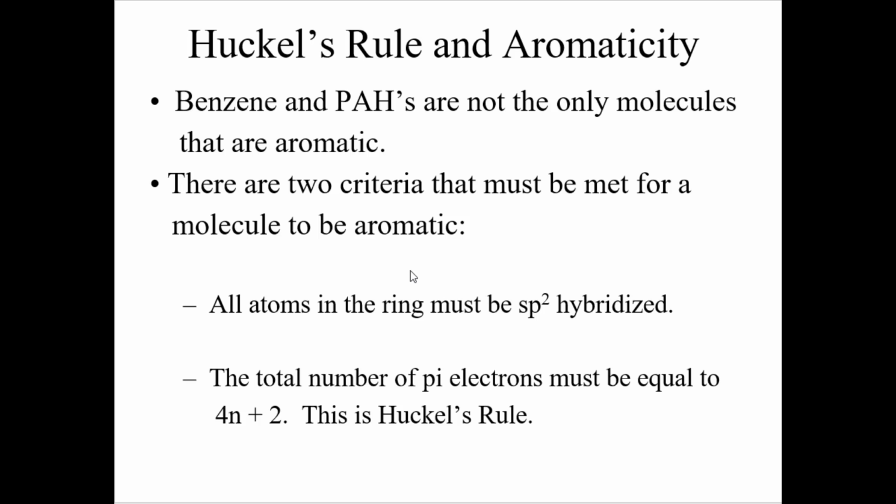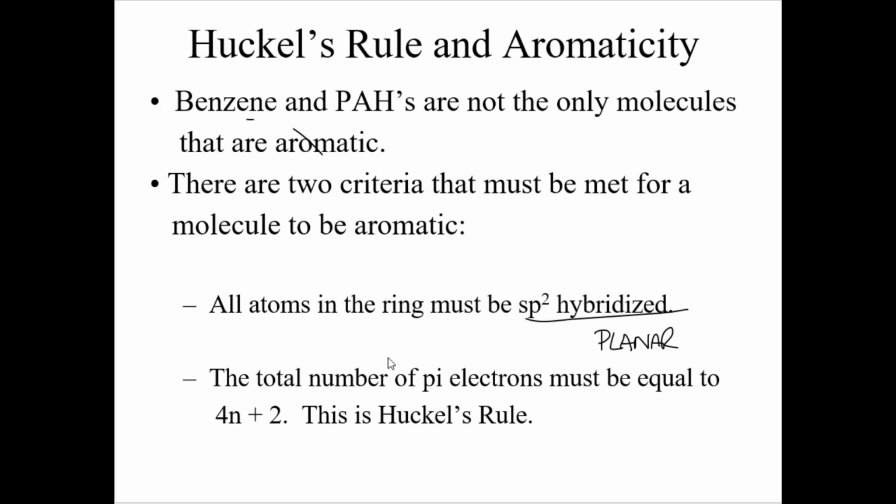So aromaticity means superstability. So benzene and PAHs are super stable. They will not react with bromine or sulfuric acid or KMnO4. They're just like benzene. So again, aromatic means super stable. So for a molecule to be aromatic, to be super stable, it has to fulfill two criteria. Number one, all the atoms in the ring must be sp2 hybridized. And as a result of that, the molecule then is planar.